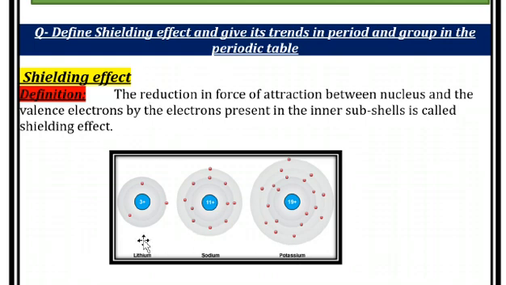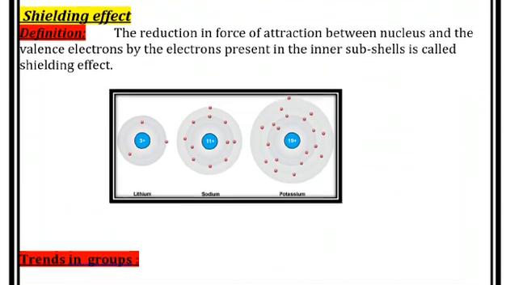Continuing, we see that lithium has less shielding effect as compared to sodium, and sodium less than potassium. Why? Because sodium has 1 more inner shell than lithium. Lithium has 1 inner shell, sodium has 2 inner shells and potassium has 3 inner shells. So that's why that was the order.